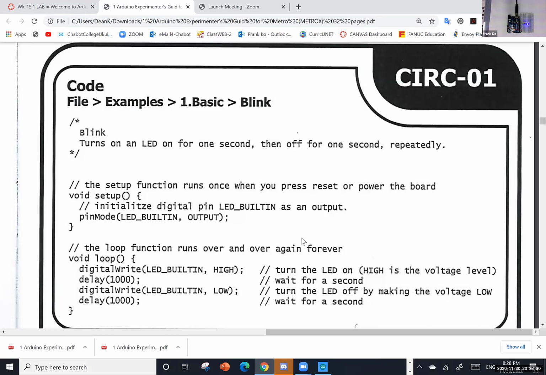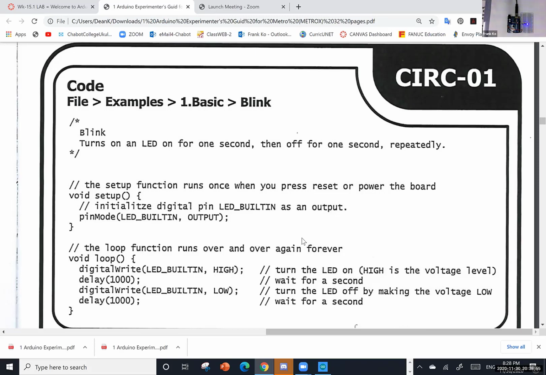The loop function runs over and over again forever. Void loop, and this is the beginning of code. This is the end of code, and you have 4 lines of code. Digital write, LED built-in, high, close, and then this is a comment. What does this line of code do? It turns on the LED. High is the voltage level, because it says high, and then delay 1000.